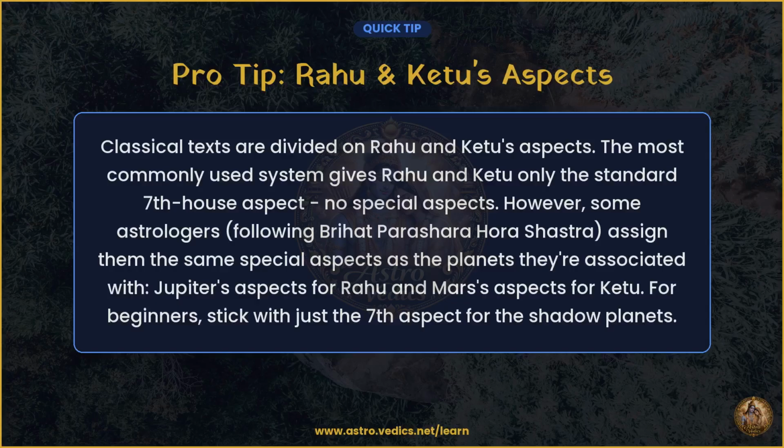Pro tip: Rahu and Ketu's aspects. Classical texts are divided on Rahu and Ketu's aspects. The most commonly used system gives Rahu and Ketu only the standard 7th house aspect, no special aspects. However, some astrologers, following Brihat Parashara Hora Shastra, assign them the same special aspects as the planets they're associated with. Jupiter's aspects for Rahu, and Mars's aspects for Ketu. For beginners, stick with just the 7th aspect for the shadow planets.